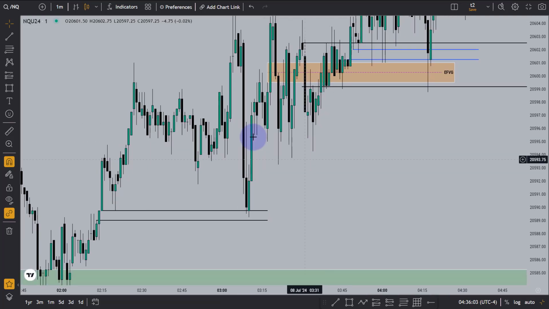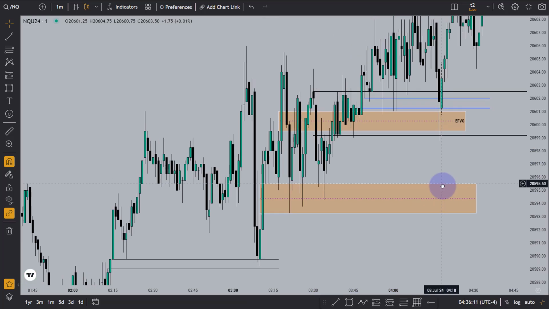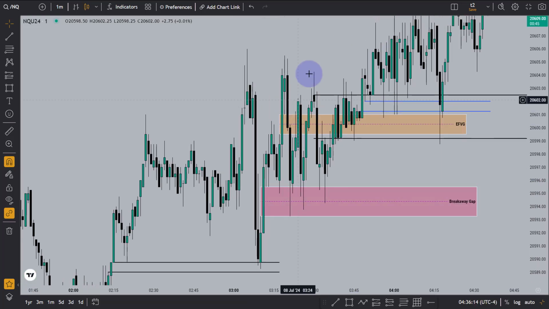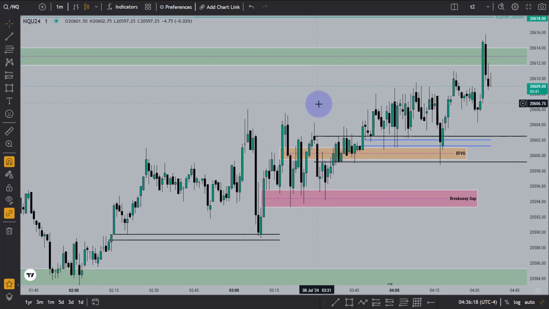Where is your breakaway gap? This is your breakaway gap. So let me mark the breakaway gap around that area. If you would love to take your entry from that entry parallel gap, your stop loss should be there. Target should be there. Why there?